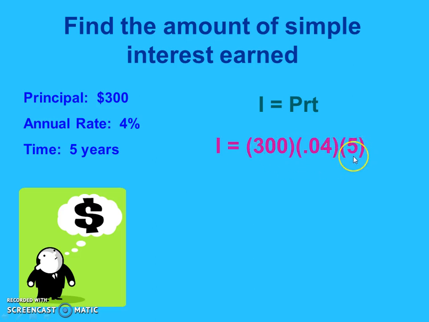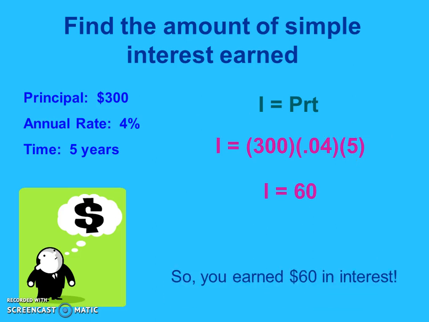Then on my calculator, I'm going to type all of that in, multiply all three numbers together, and we get I = 60. That means at the end of those 5 years, you've earned an extra $60 in interest. So not only do you have the $300 you started with, you have an extra $60.